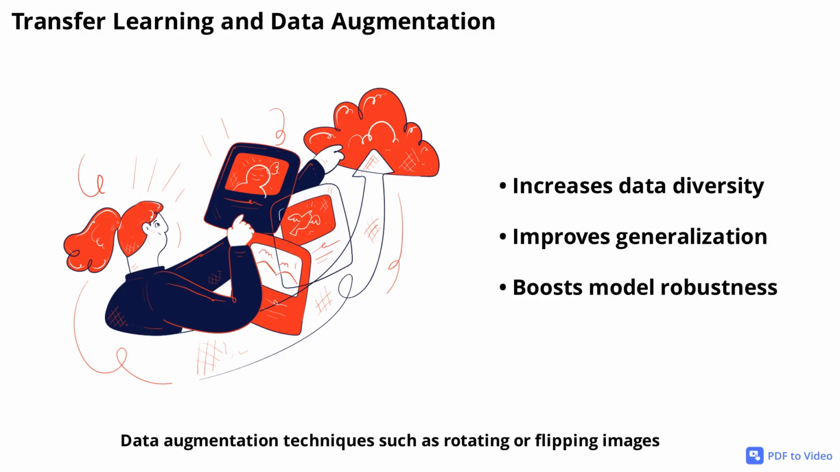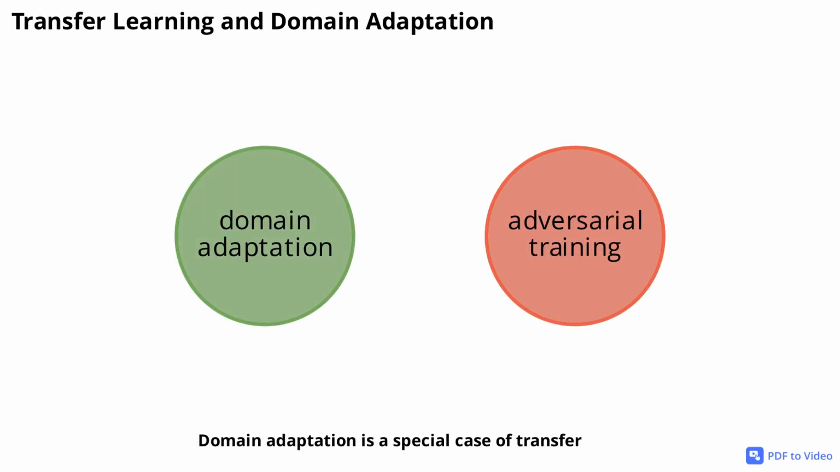Data augmentation techniques, such as rotating or flipping images, can further enhance transfer learning. By artificially increasing the diversity of the training data, these techniques help the model generalize better to new examples, improving its robustness and accuracy. Domain adaptation is a special case of transfer learning where the source and target domains differ, but the task remains the same.